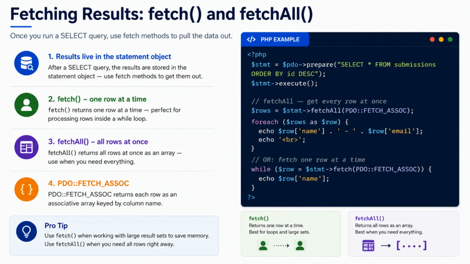Point out PDO::FETCH_ASSOC specifically. It makes each row an associative array keyed by column name, so $row['name'] reads clearly instead of $row[0], which breaks the moment column order changes.